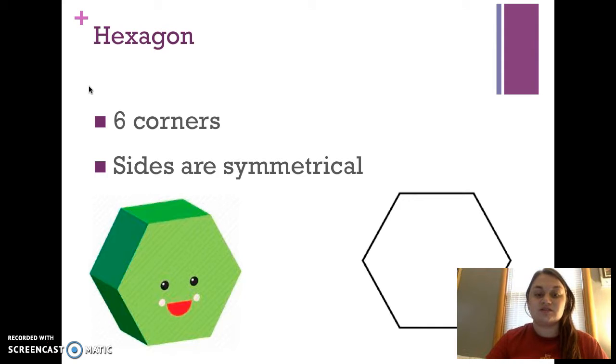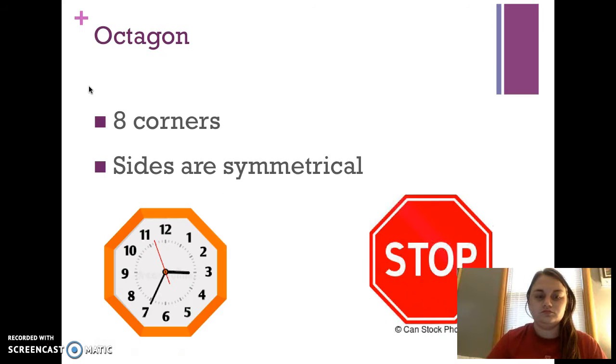A hexagon has six corners and the sides are also symmetrical. An octagon has eight corners and the sides are again symmetrical. I put a picture of a clock and of a stop sign.